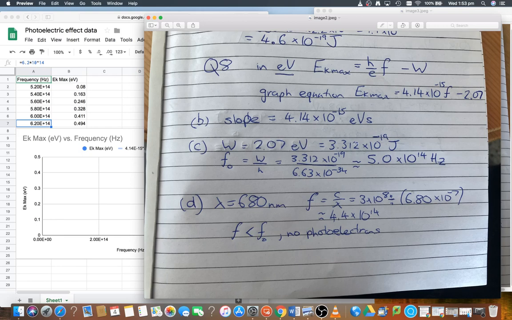All right, so I'm actually working out the threshold frequency. Working that in joules and then dividing by Planck's constant, I can work out the threshold frequency, which to two significant figures is about 5.0 times 10 to the 14 hertz.